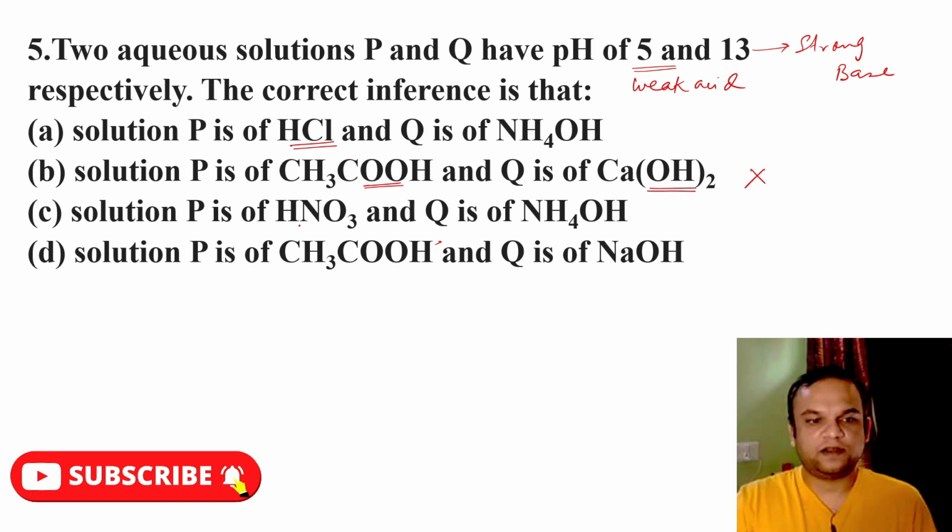Solution P is of nitric acid. Nitric acid is a strong acid and that is why it will not be the answer. Option D is solution P is of acetic acid. ये हो सकता है, and Q is of sodium hydroxide. So sodium hydroxide is a strong base and that is why option D is the correct answer for this question.